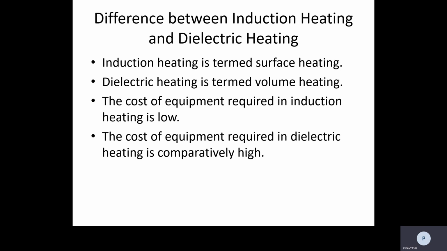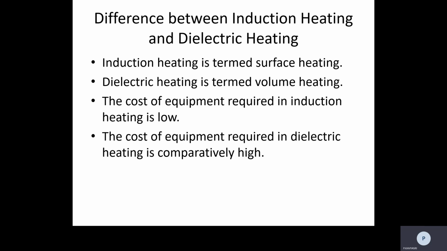Induction heating is also called surface heating, whereas dielectric heating is called volume heating. The cost of the equipment required for induction heating is less, whereas for dielectric heating it is comparatively very high. So these are the differences between induction heating and dielectric heating. That's it for today's class. In today's class, we have seen what dielectric heating is and the theory of dielectric heating, and then the applications and differences between induction heating and dielectric heating.